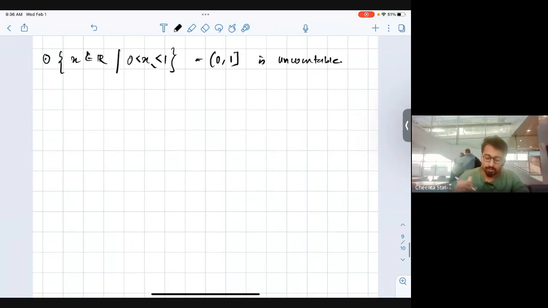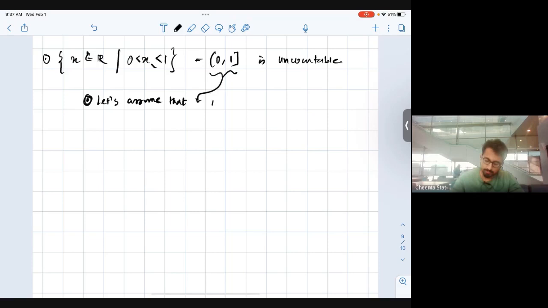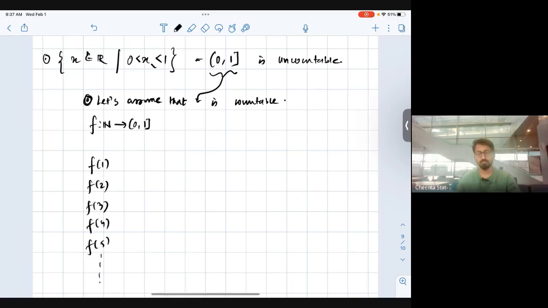Very simple. We use the method of contradiction. So we assume that it's countable and we show a contradiction, right? So let's assume that this set is countable. That means there is a function from natural numbers to this set, right? So you can find numbers like f1, f2, f3, f4, f5, and they have a unique non-terminating decimal expansion, right?